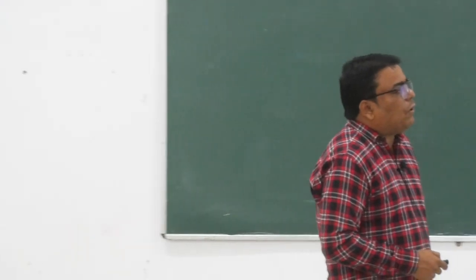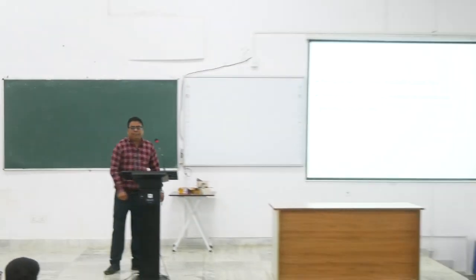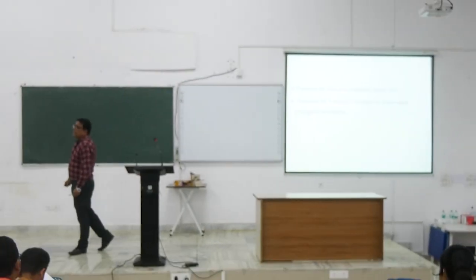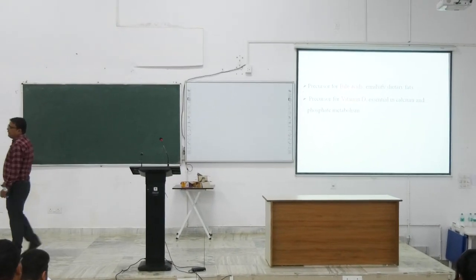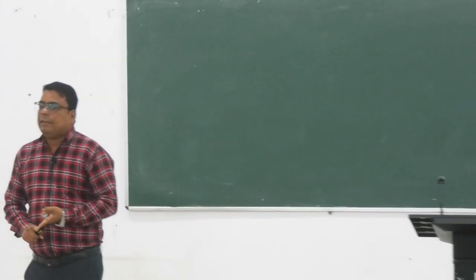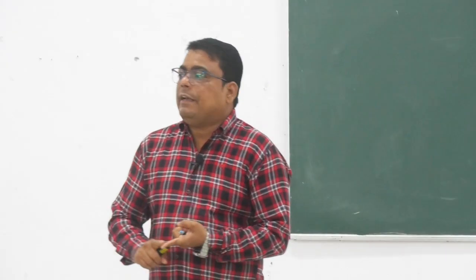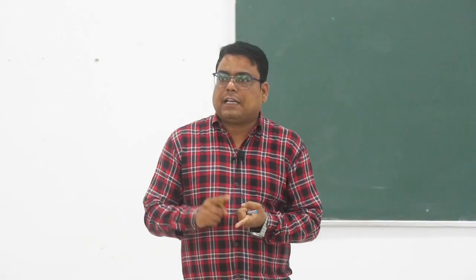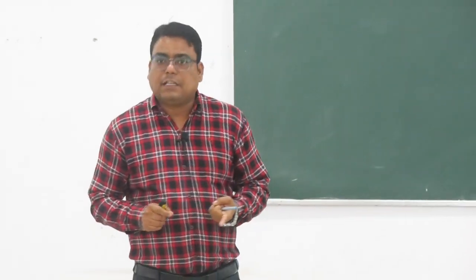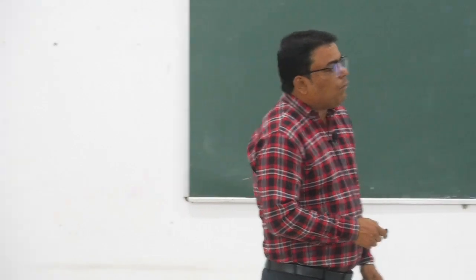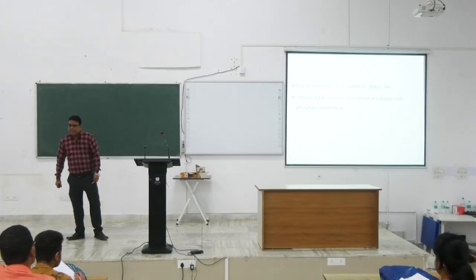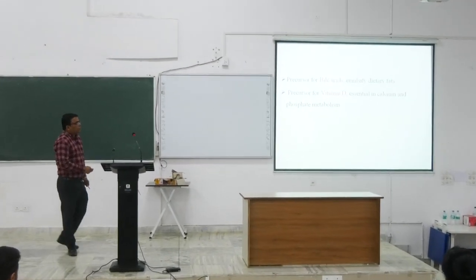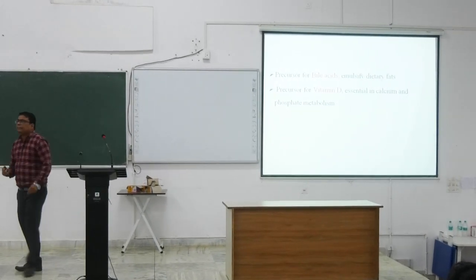It is also the precursor for bile acids, which emulsify dietary fats. We have bile pigments in the body. Which one is a bile pigment? Bilirubin and biliverdin. And we have bile salts. For the formation of these, we require cholesterol. The function of these is to emulsify fat, because fat, a lipid, is not soluble in water.